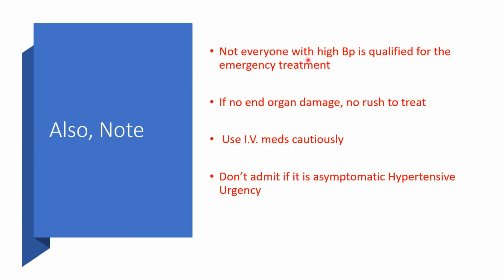Also, we should know that not everyone with high blood pressure is qualified for the emergency treatment. If there's no end organ damage, then there's no rush to treat this as hypertensive emergency. We should use intravenous medication with extreme caution. Don't admit if this person is asymptomatic. So, the BP is high, but there's no symptom. Well, you can observe for a while, but you don't have to keep the person on bed indefinitely.